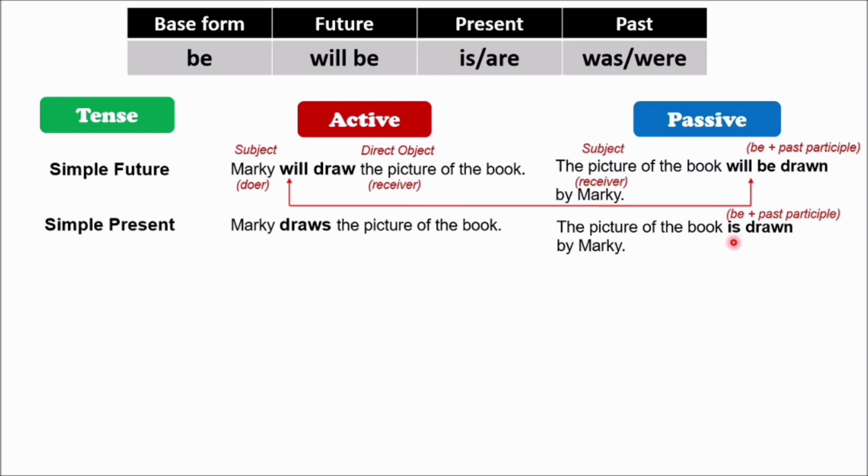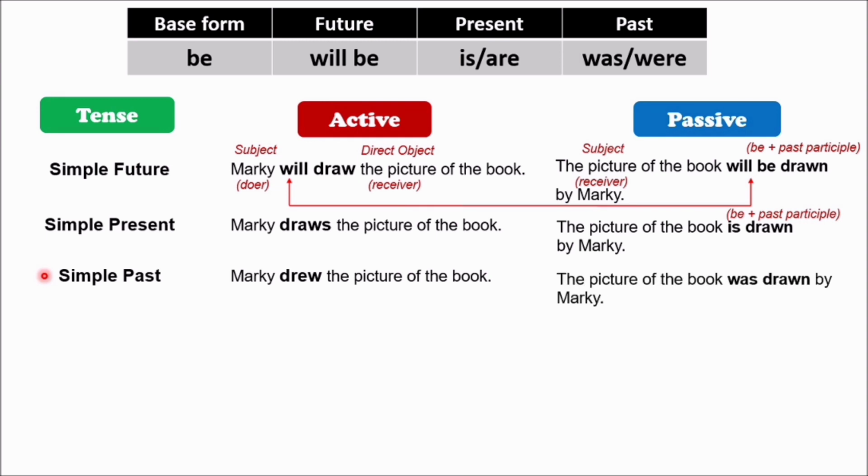Okay? Now, what about for simple past tense? By the way, what is the past tense of the verb draw? Very good. It's actually the word drew. In this case, we say Marky drew the picture of the book. So for this one, we shall say the picture of the book was drawn by Marky. Again, in passive voice, it's always the combination of the verb be plus past participle.